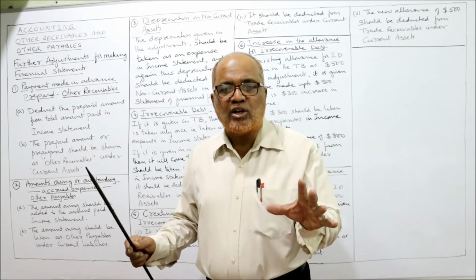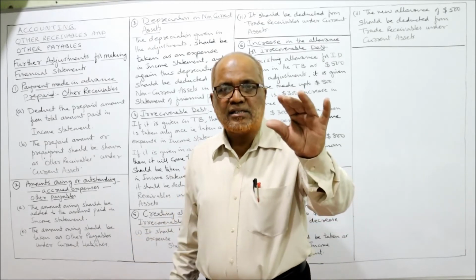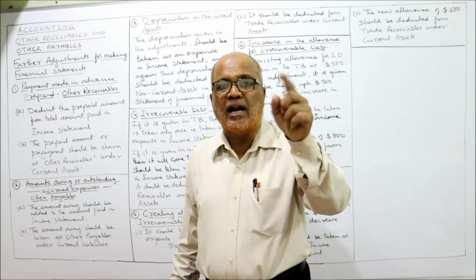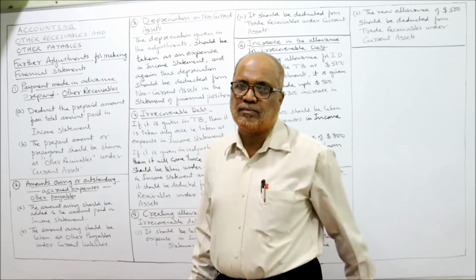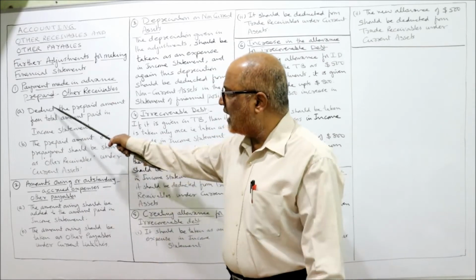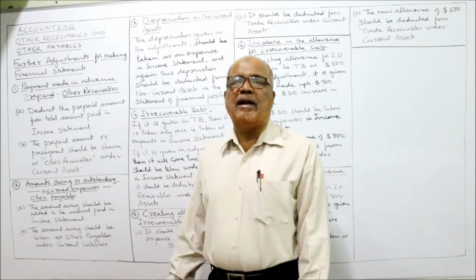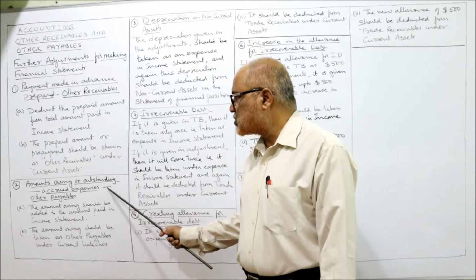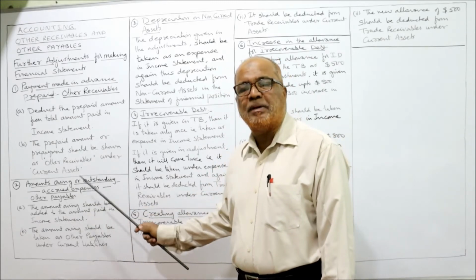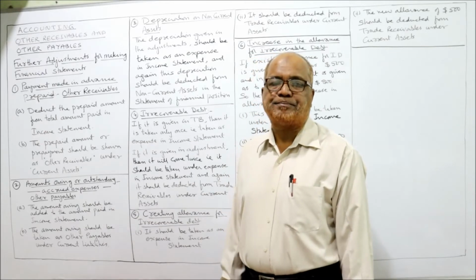That prepayment of insurance should be taken under other receivables under current assets. In the statement of financial position, under current assets, take other receivables. Under other receivables, you show that prepaid insurance of 2,000. That's it. This is one adjustment for prepaid or paid in advance.